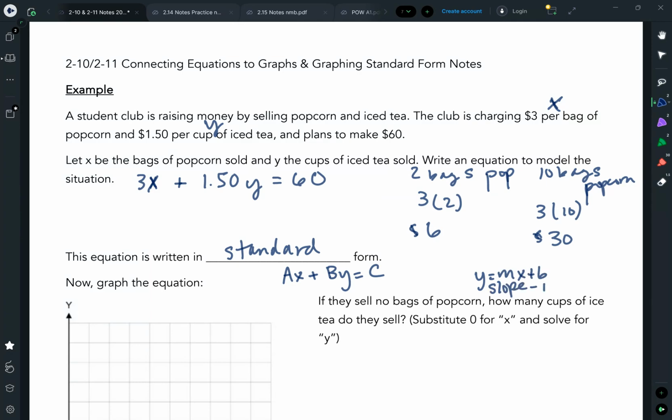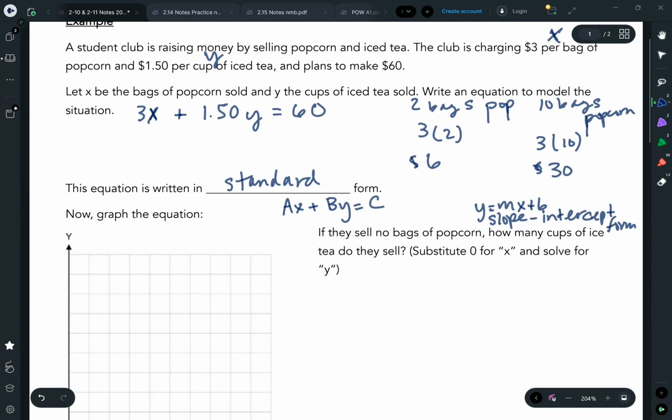So different equations are good for different things. Slope-intercept form is really good for graphing and seeing our slope, our rate of change. But standard form is really good for a word problem like this, where we've got 2 different variables and we're thinking through how they're changing together. It's good for money equations especially.